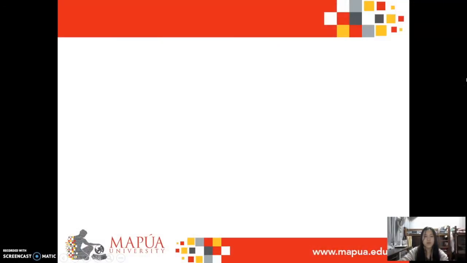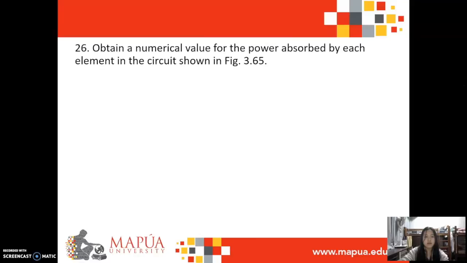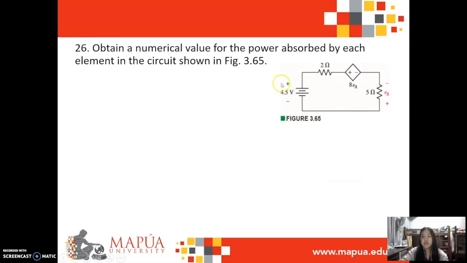So for our next problem, problem 26, obtain a numerical value for the power absorbed by each element in the circuit shown in figure 3.65. So this is figure 3.65, and we have 4 elements. Let's say this is element 1, 2, 3, and 4. First, we will get the value for VA in order for us to get the power absorbed by these elements. So our first solution, we will be using KVL, or Kirchhoff's voltage law.